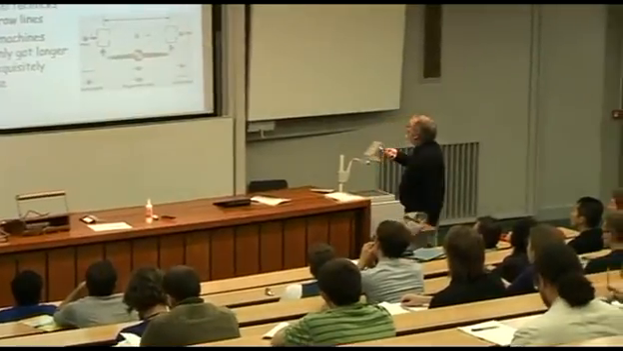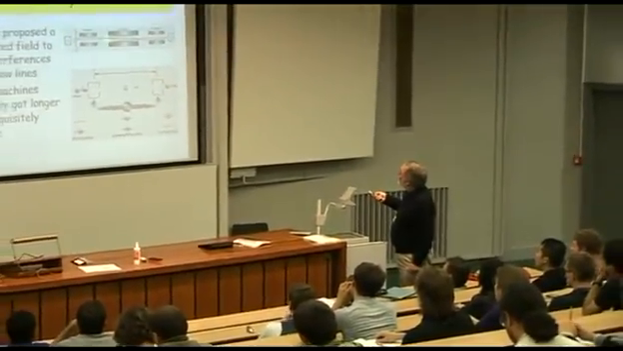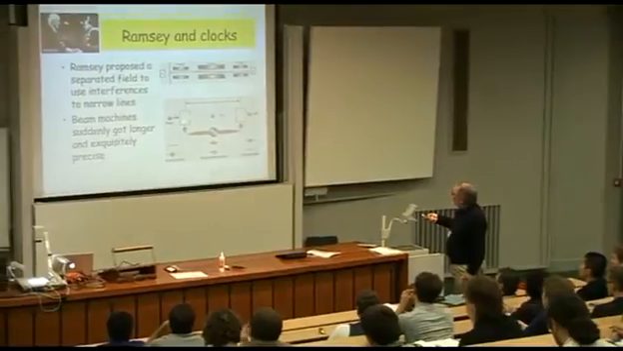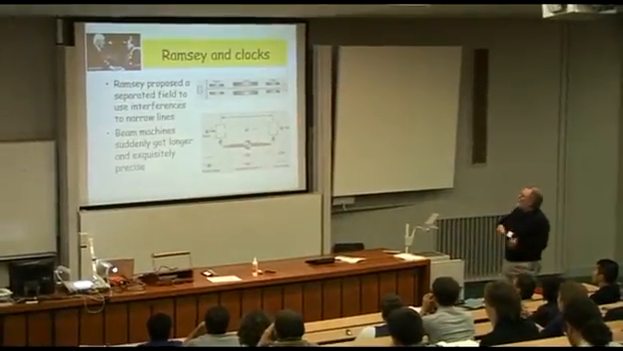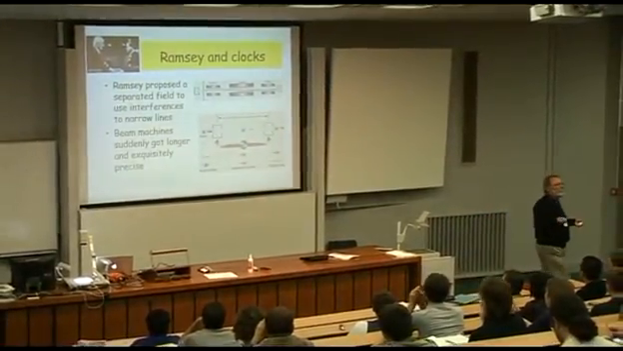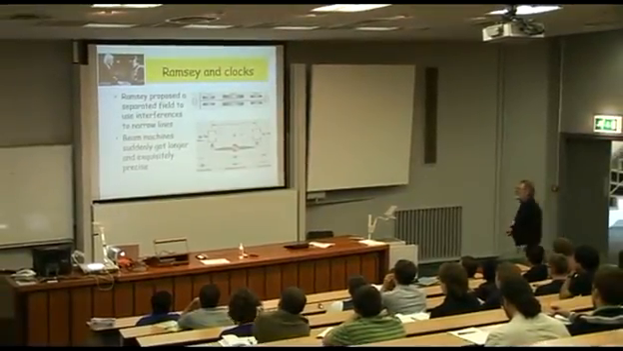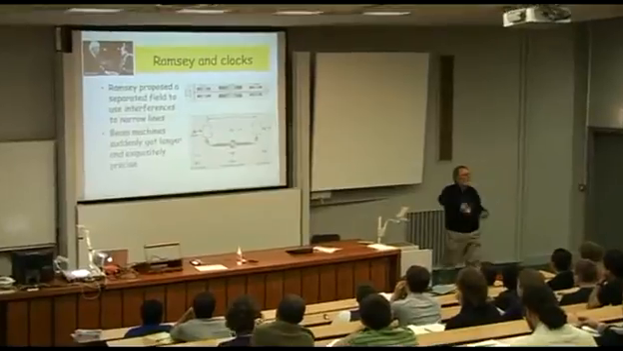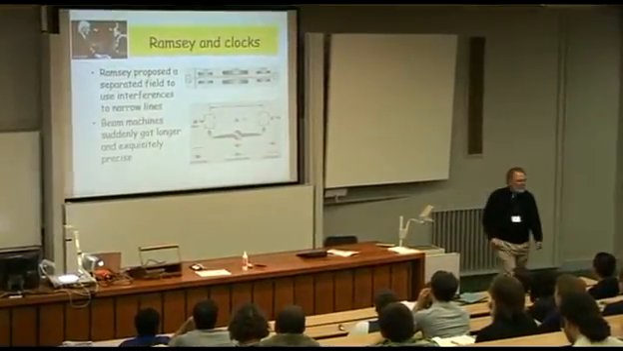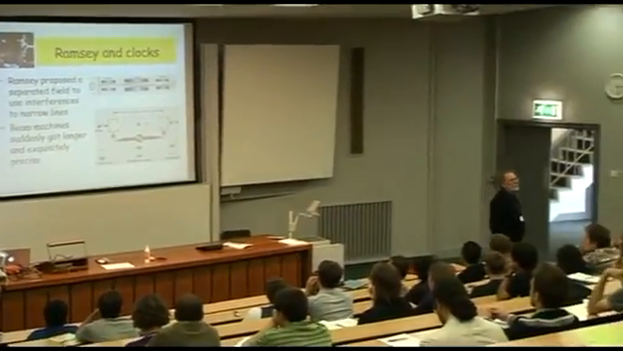But if on the other hand you had a separated RF region, one there and one there, in other words a cavity and a cavity separated by a distance, you get quantum interferences between the amplitude of driving it in the first cavity and the second, and those quantum interferences give you very narrow lines. So suddenly atomic beam machines got very, very long.